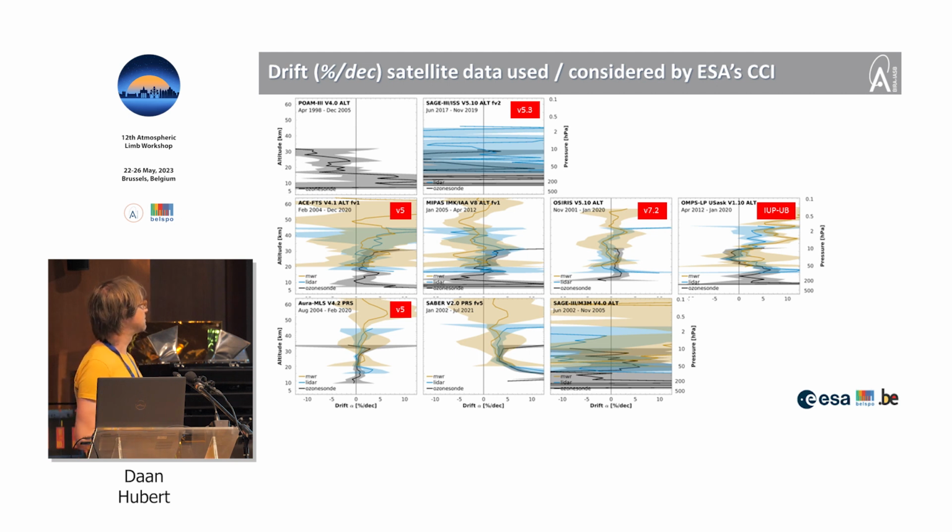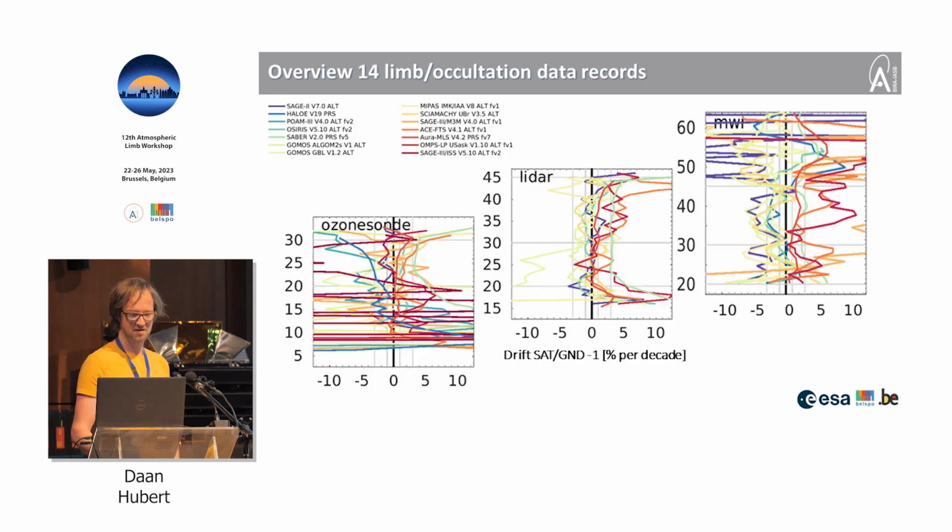So what will happen in the near future is that we will use the more recent data sets and extend it in time for all of these data sets indicated in red. Then, if you put everything together, so this is the drift profile of all these 14 data sets relative to sondes, relative to LiDAR, and relative to the microwave. It gives you some good impression of the state of the ability of our satellite observing system to detect trends or what their intrinsic stability is.